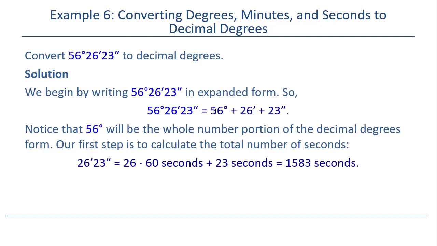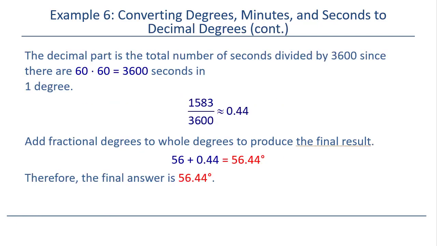We know that this is broken up as 56 degrees, 26 minutes, 23 seconds. So we can take the 26 minutes, multiply it by 60 seconds, and then add in the 23 seconds and see that 26 minutes and 23 seconds is really the same thing as 1,583 seconds. Now that we know that, we can kind of reverse convert.